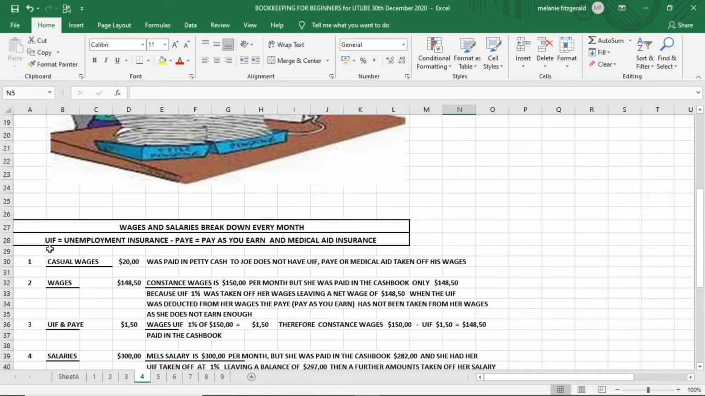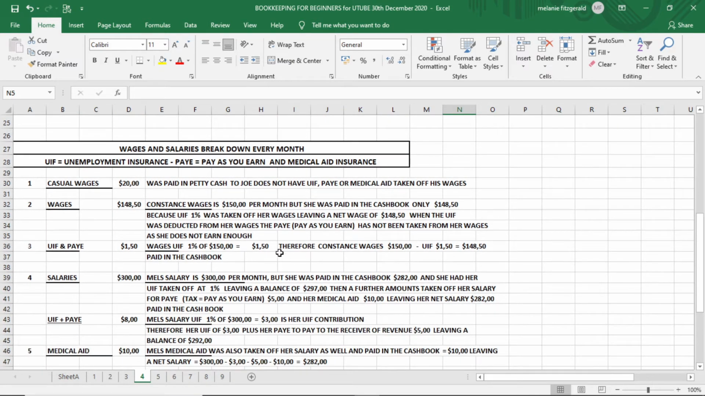Now, just watch my mouse as I go along. The UIF is unemployment insurance. PAYE is pay as you earn, and medical aid insurance. Casual wages: we had a guy that came to work for us casually, so he doesn't pay pay as you earn or UIF or medical aid. So it was paid in the petty cash to Joe, this $20 here, and he didn't have any of those things. So that's not taken off. Casual wages, you don't take those items off.